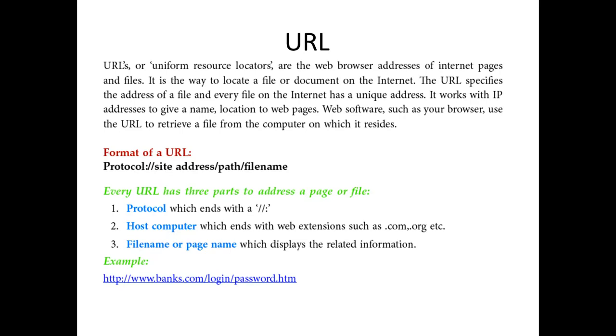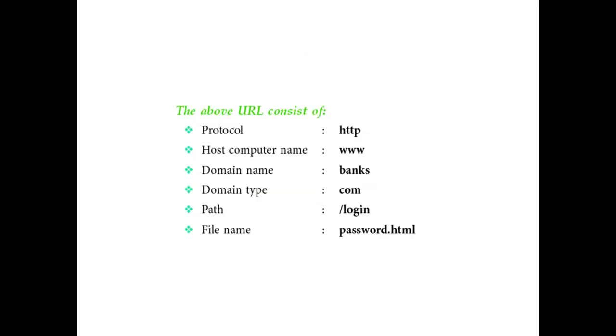For example, http colon double slash www.banks.com slash login slash password.html. Here http is the protocol, www is the host computer name, banks is the domain name, com is the domain type, slash login is the path, and password.html is the file name.